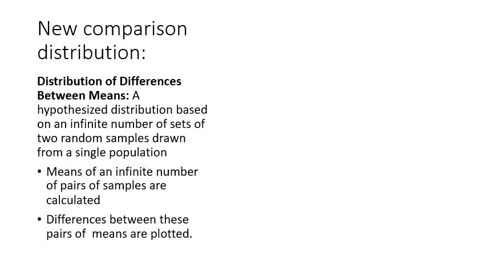So in the comparison distribution, in this new kind of t-test, the independent samples t-test, we are still going to have a comparison distribution that we're using, but it represents the difference between means. And so we're going to have a hypothetical distribution that we imagine like this.